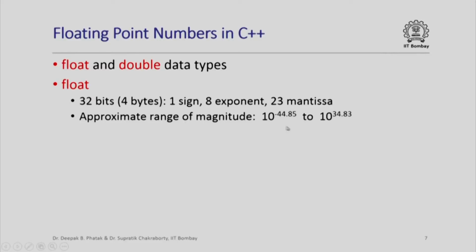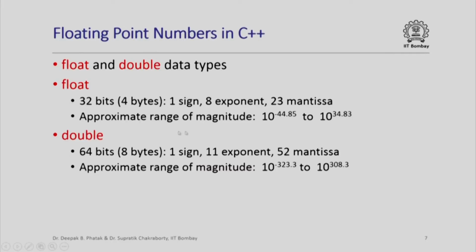It is an interesting exercise to actually look at the number of bits that you are using to represent the exponent and mantissa and come up with these ranges. I encourage all of you to try and do this. There is this other data type for floating point numbers called double, in which you use 64 bits or 8 bytes: 1 bit to store the sign, 11 bits for the exponent and 52 bits for the mantissa. Here you have a much larger range of magnitude, 10 raised to minus 323.3 to approximately 10 raised to 308.3. Once again, it is interesting to calculate these ranges from the knowledge of the number of bits in exponent and mantissa.